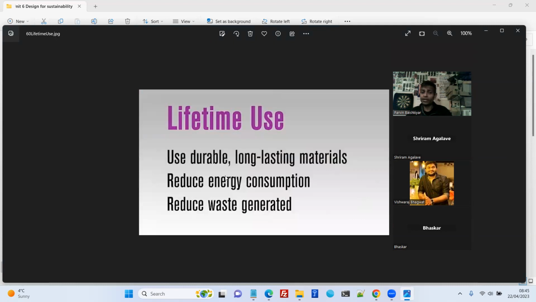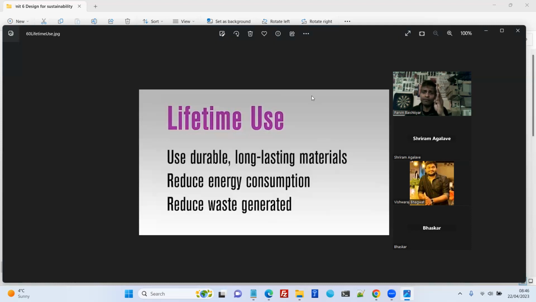Lifetime use: durable, long-lasting material, reduce energy consumption, reduce waste generation. When you're using a car, manufacturing is bad, but you also have to think about who will use it and what is needed. So use durable, long-lasting material and reduce energy consumption. They're making all these EV cars. Why are they not making them with solar? That's where you have to think. You don't just make an EV car, but an EV car which doesn't even require electricity to run. That is called zero. It just runs. Of course, there will be limitations. It will run 50 kilometers a day without anything, but if you want to run more, then you have to charge it more. Those are the things you can consider.